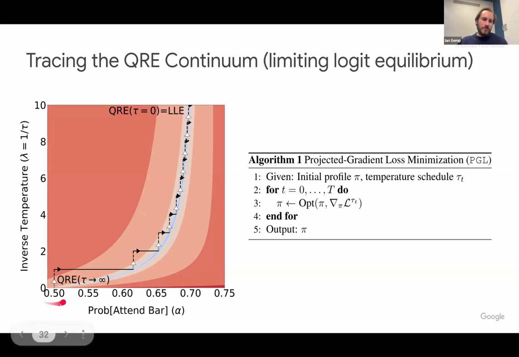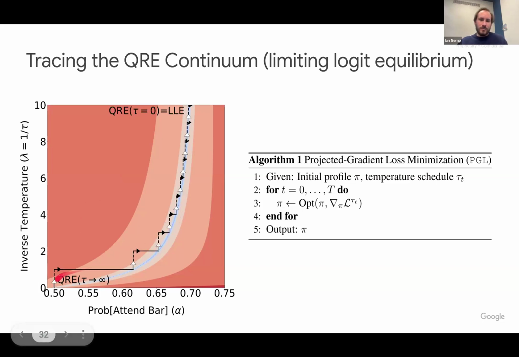So we're going to initialize to a uniform policy. We're going to solve for the equilibrium. It turns out, at infinite temperature, the equilibrium is uniform. Then you adjust your temperature, you resolve. Now you get a new profile. You adjust temperature again, resolve, and so on.